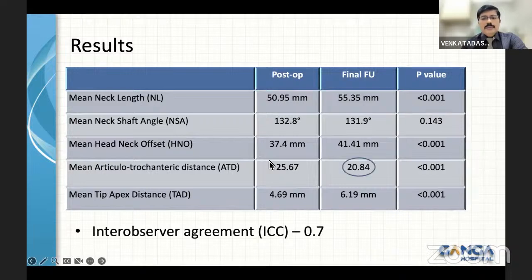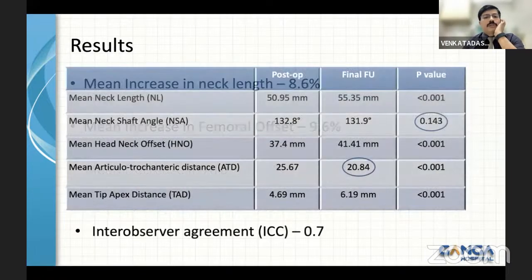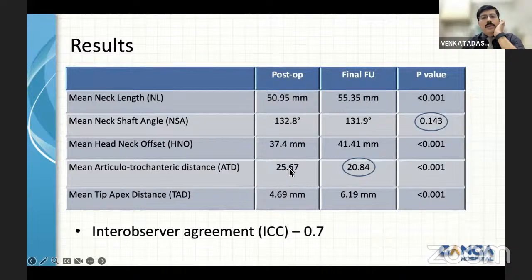If you look at all these parameters, the neck length has increased, but there is no significant change according to statistics. The neck shaft angle also shows no significant change. There is significant change in these values: mean neck length, head neck offset, and the articulotrochanteric distance, which is the only value that has decreased. Initially it was 25.6, and at final follow-up it is 20.8. And again, tip apex distance is increased.